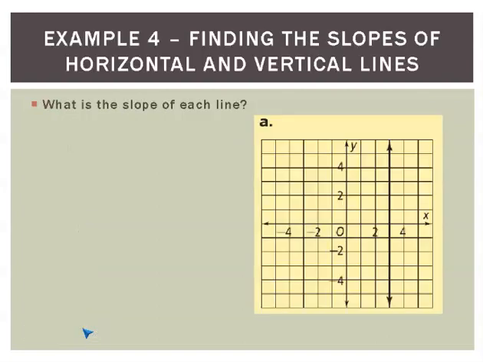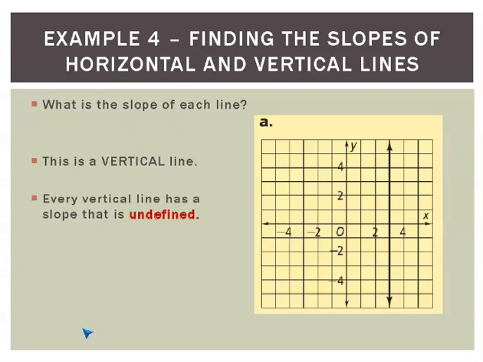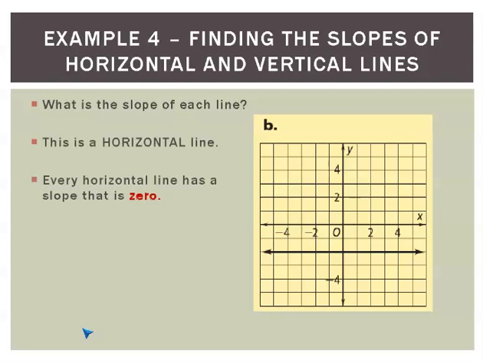So let's talk about slopes of horizontal and vertical lines. We talked about this a little bit before. In a vertical line, we end up with an undefined slope. Okay, we can't divide by 0. And in a horizontal line, we're going to end up with a slope that is 0, right? We're dividing 0 by some other number, and that's okay.